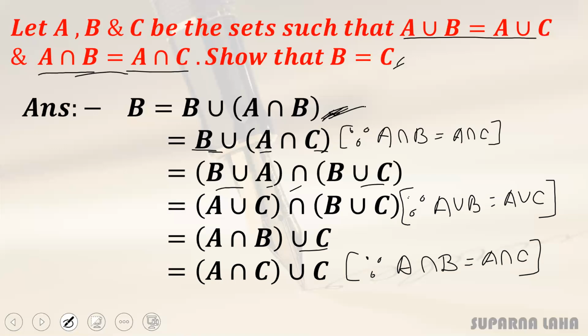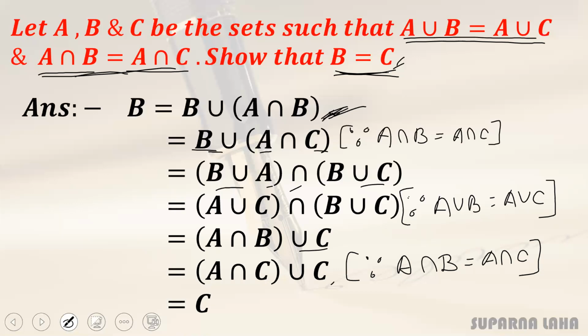Now look at that. This first line and this line, they are the same type of operation. So that means we can write this value as C. So we proved that B is equal to C. If these two conditions hold, that means B is equal to C for any three sets A, B and C.